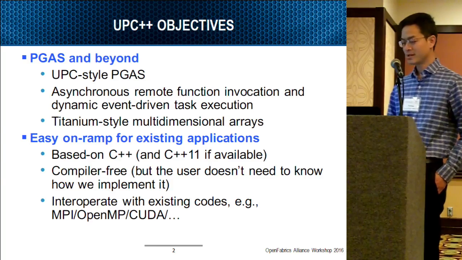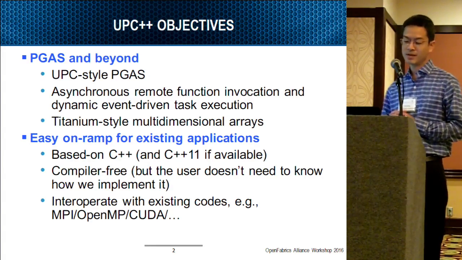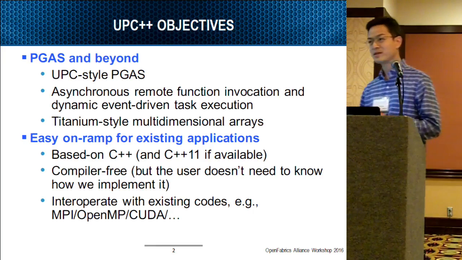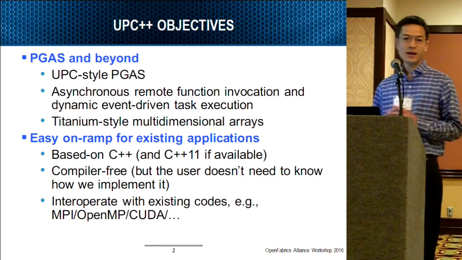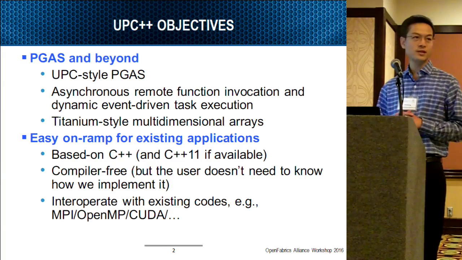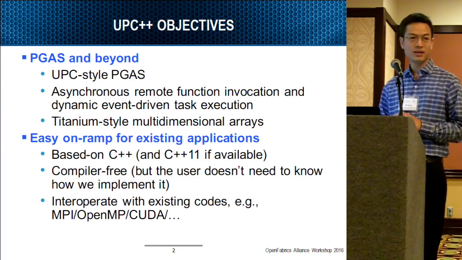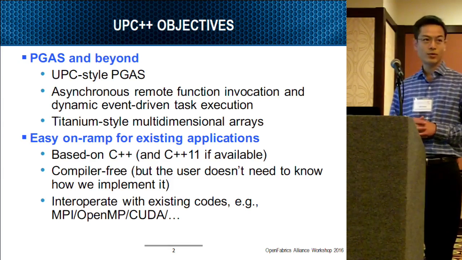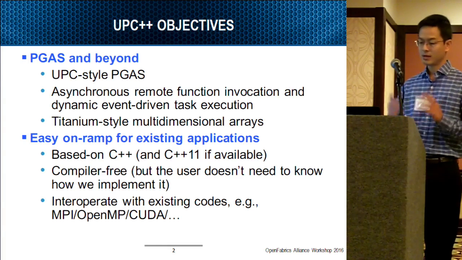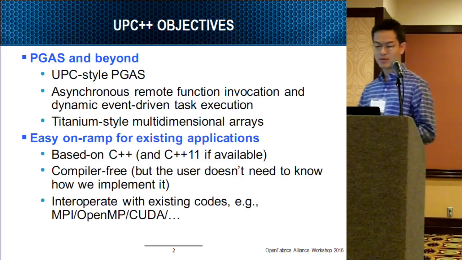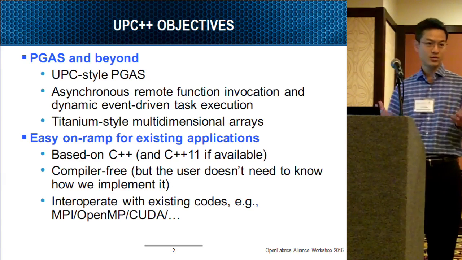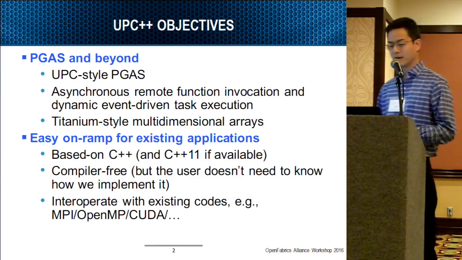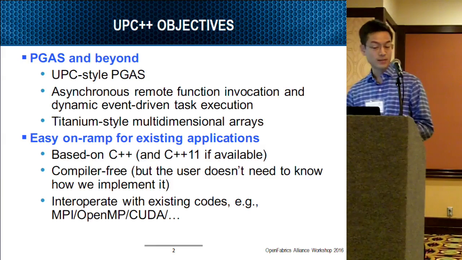UPC++ is a library-based PGAS programming system. As you can infer from its name, it has some relationship with UPC, but UPC is based on C. And at least in DOE, there is an increasing demand for using C++. Many of our big applications are written in C++ and Fortran. So that's why we want to bring PGAS to C++, so that our application users can take advantage of the PGAS features available. But in addition, you have heard of APGAS, some asynchronous features that are coming up in other languages. So we want to support those as well.